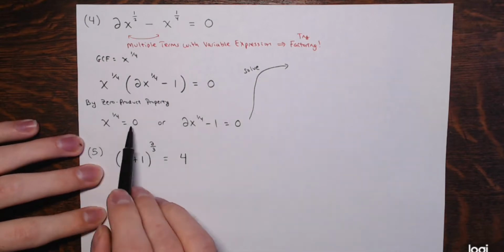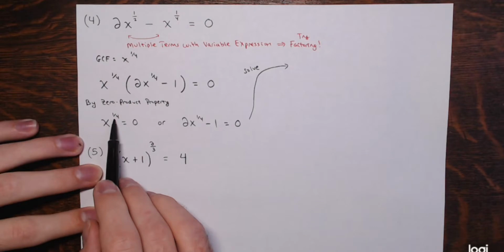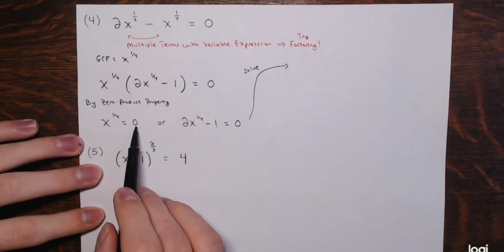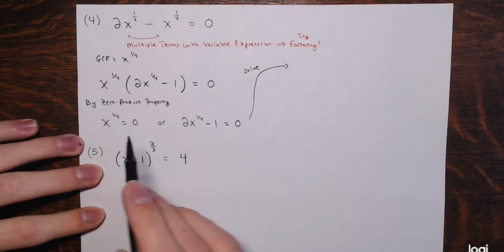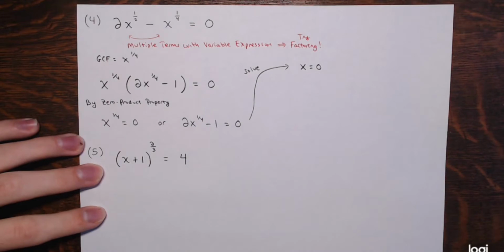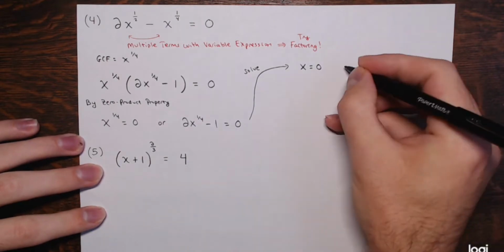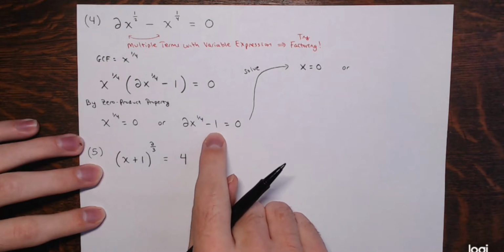Now the first one's no problem. There's only one number that when raised to any power is 0, and that's 0, right? Or you could raise both sides to the 4th power, but you're seeing x equals 0. There's one possible solution.